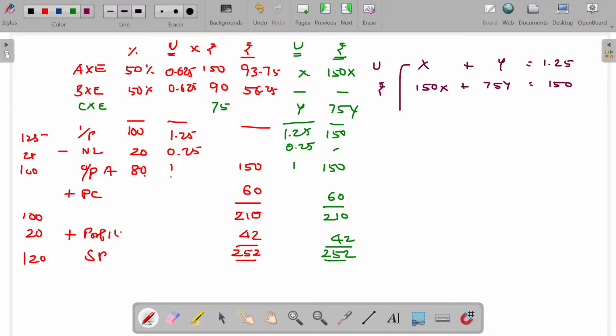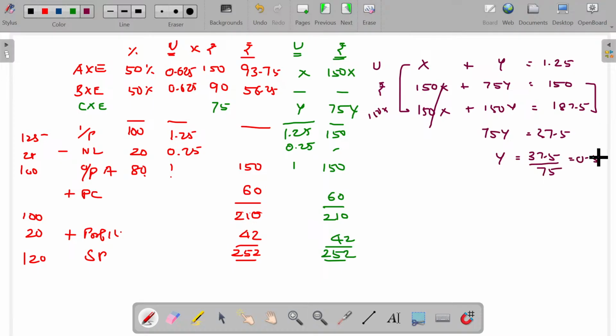I multiply the first equation by 150: 150X plus 150Y is 187.5. I cancel these two. Then I'll get 75Y is equal to 37.5. Otherwise, Y is equal to 37.5 divided by 75, which is 0.5. So here Y is 0.5. X plus Y should be 1.25. Here Y is 0.5, so X should be 0.75.